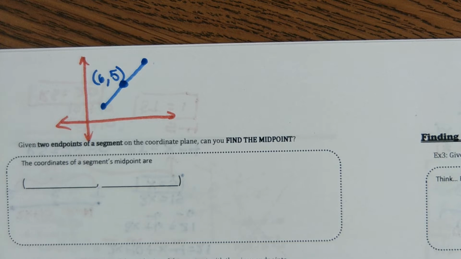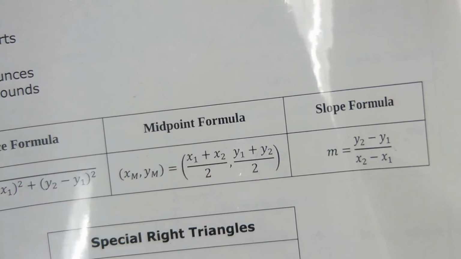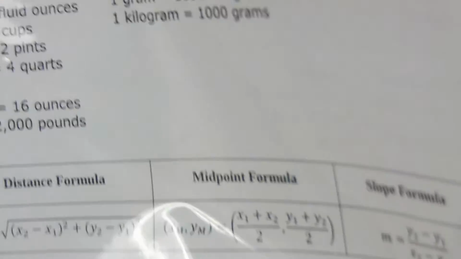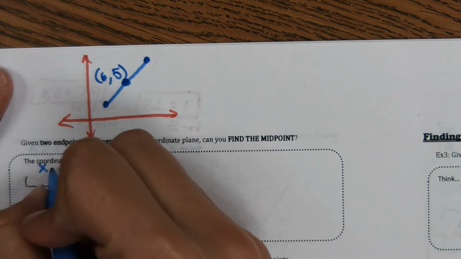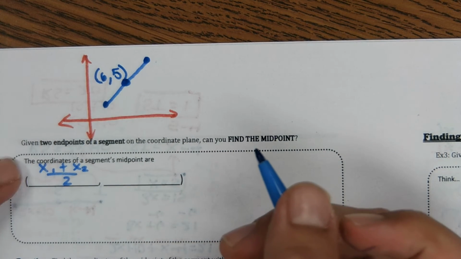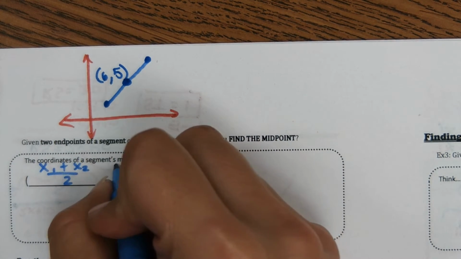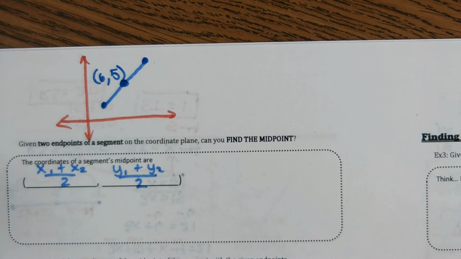There is an equation for this and it's on the reference sheet. So I'm going to have you write it down. It says midpoint formula and it's this equation right here. I'm going to write it down with you, but just so you know where it is, you don't have to have it memorized or anything. It's x1 plus x2 over 2, so you're taking the average of the x values. And then y1 plus y2 over 2. You're finding the average of the y values.